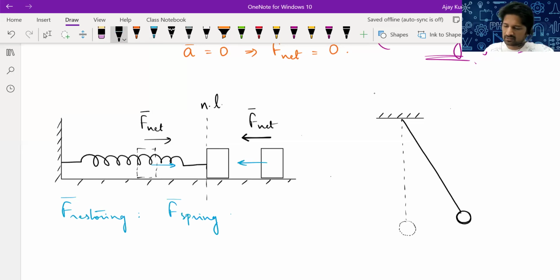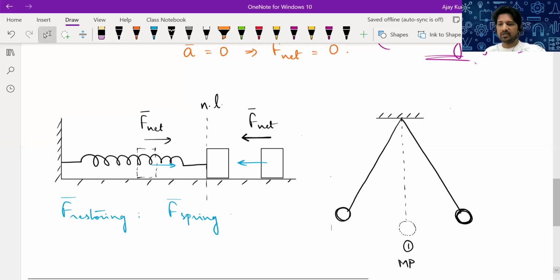Next, consider a pendulum oscillating back and forth. From everyday experience, you should know that if you release the pendulum from this position, position one, it won't start oscillating. So obviously that is the mean position for the pendulum. You take it to the right of the mean position and release, it will start moving to the left. You take it to the left of the mean position and release, it will start moving to the right. The same happens with a swing also. So in this case, what is the restoring force?